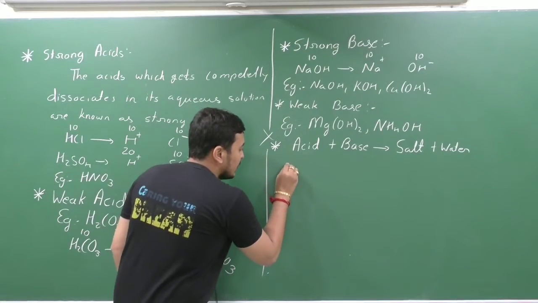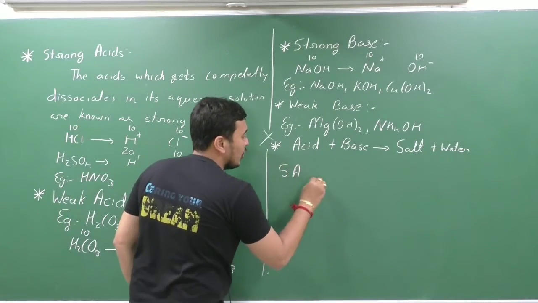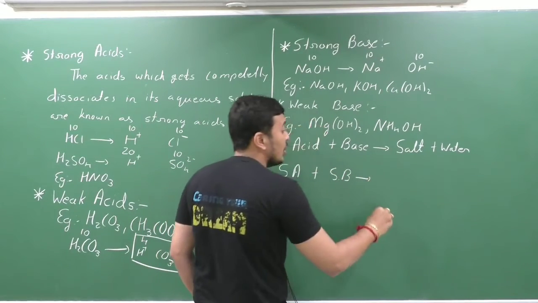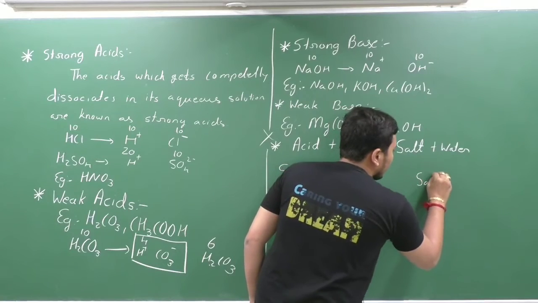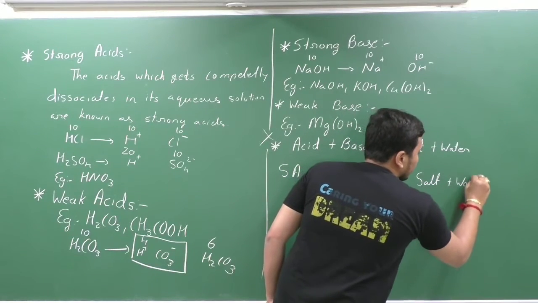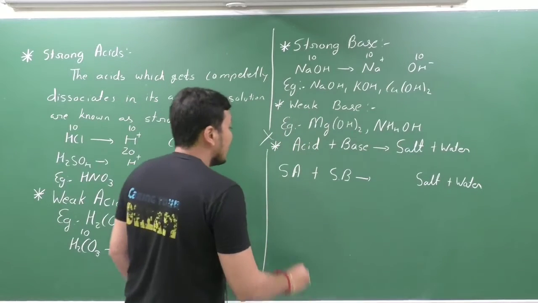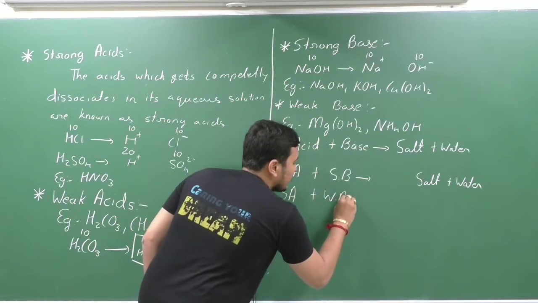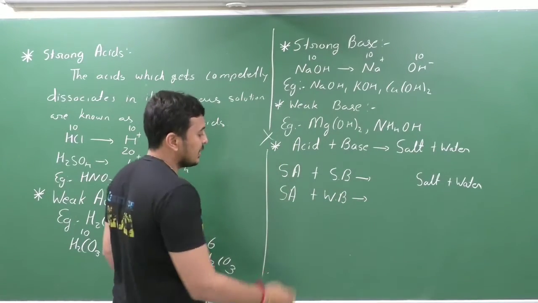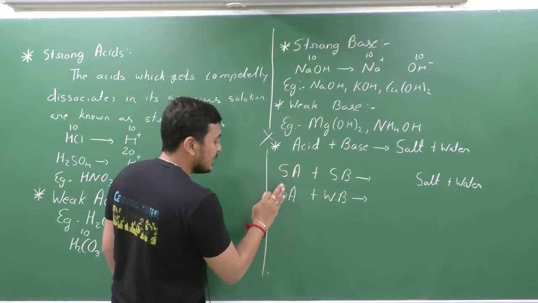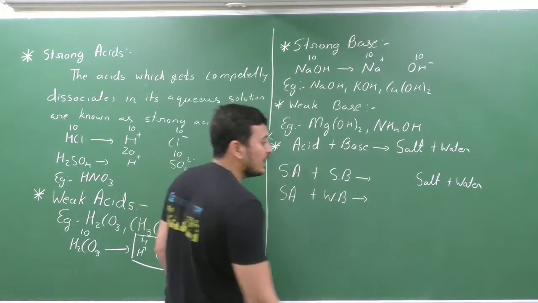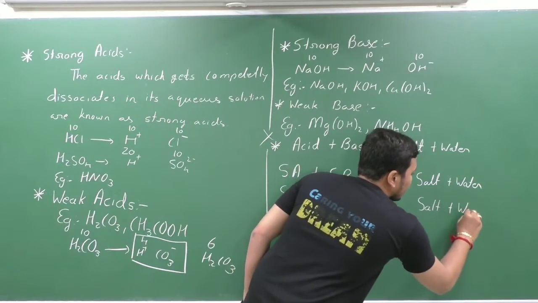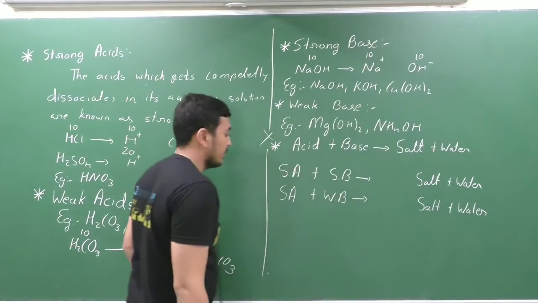So suppose strong acid reacts with strong base, then also it will form salt plus water. If strong acid reacts with weak base, this is acid, either it is strong or weak. This is a strong acid and here it is a weak base, then also it will form salt plus water.